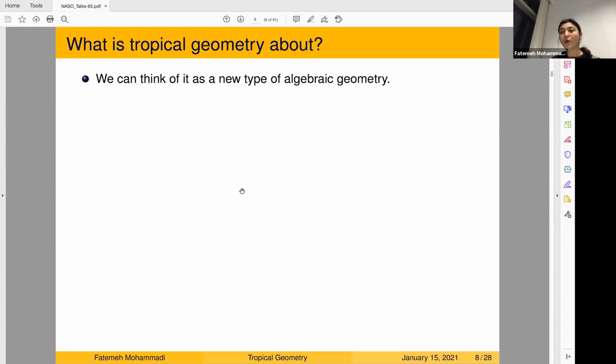I'm going to now start to give you more concrete definitions of tropical geometry and what properties we would see during this talk. Okay, so what is tropical geometry about? You can think of tropical geometry as a new sort of algebraic geometry. In algebraic geometry, we are interested in polynomial equations and their solution space, right?